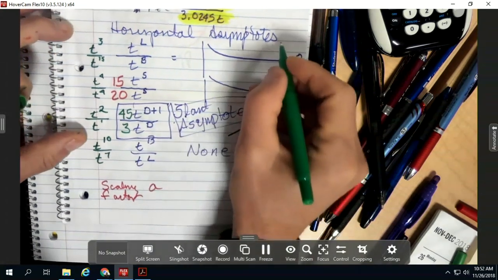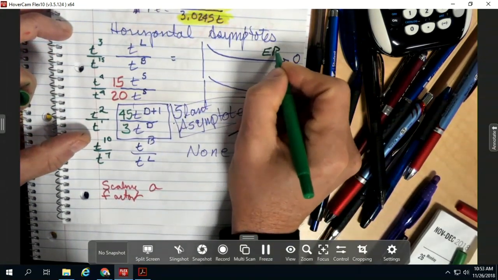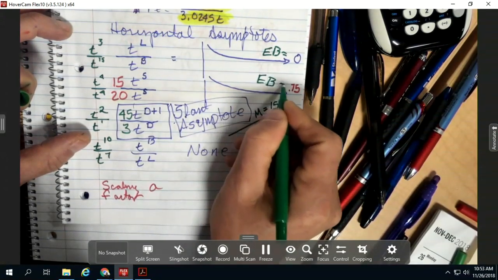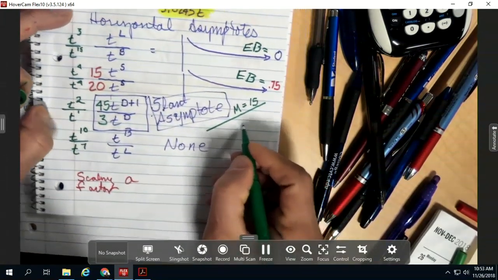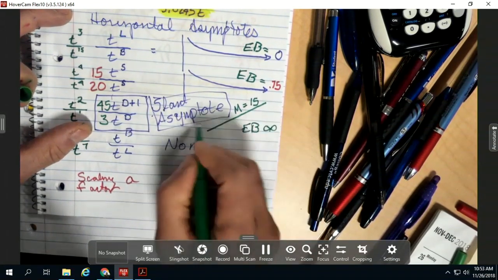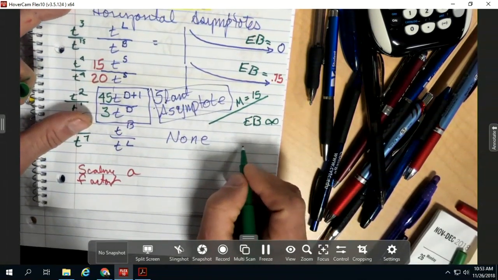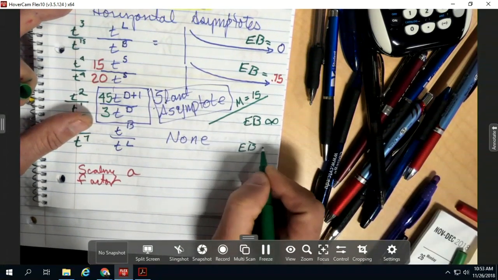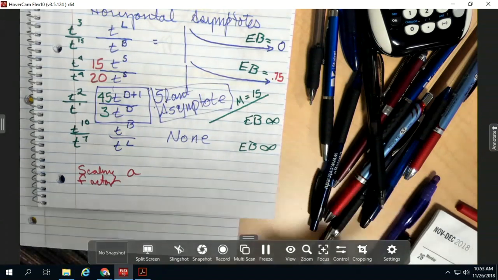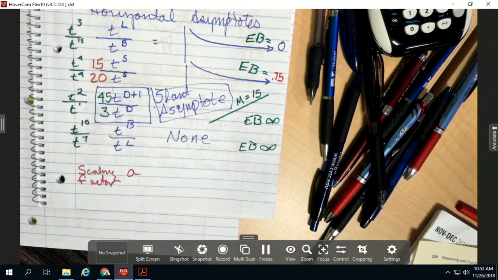Okay, so we would say for this one, end behavior is 0. End behavior is 0.75. End behavior is still infinity, but there's a slant asymptote. And here, end behavior is just plain keeps getting bigger and bigger and bigger.